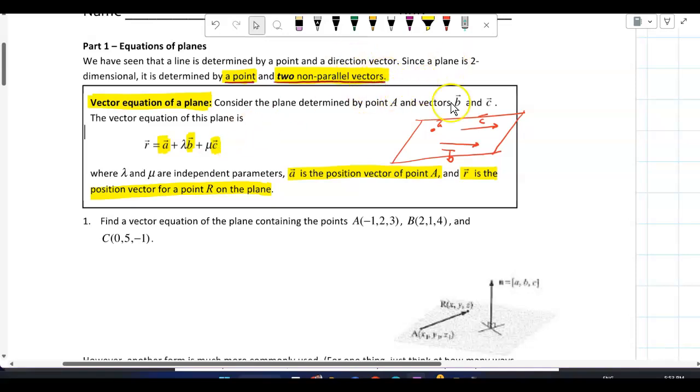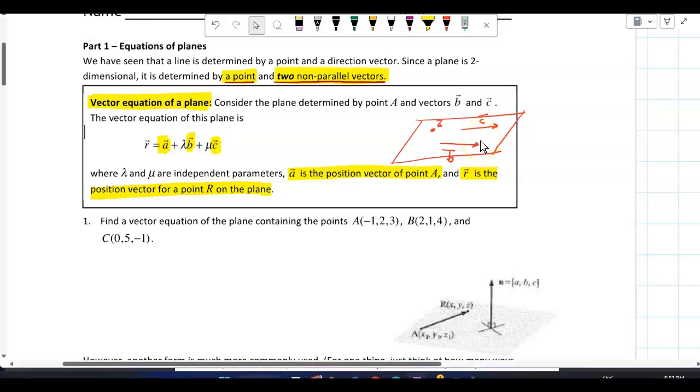There are two direction vectors. B is one of these vectors, C is the other one. A can be any point regardless. B is also any vector in that plane. C is also any vector in that plane. But B and C should lie in the same plane.